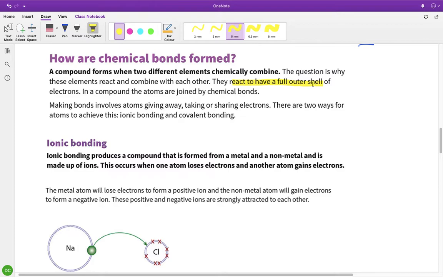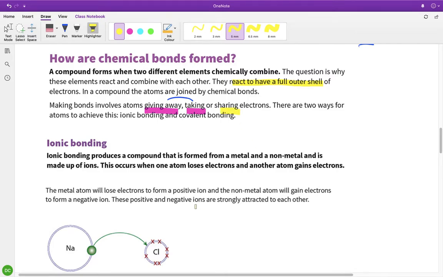So chemically combined means they're going to bond together. So when they bond, there are kind of 2 ways to do it, but I suppose you could split it into 3. They're either going to give away electrons, they're going to take electrons, and they sort of fall under the same heading, I suppose. And then the other thing they could do is share electrons.